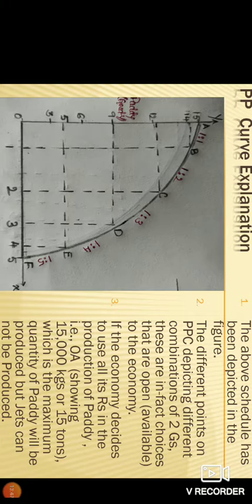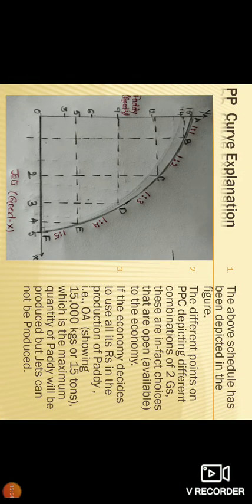From A to F, we are getting different combinations of how many goods? Paddy as well as jets. In fact, these are choices that are available to the economy. The economy needs to choose either the A combination, B, C, D, E or F combination. That is left to the choice of the economy, what to produce and how much to produce.